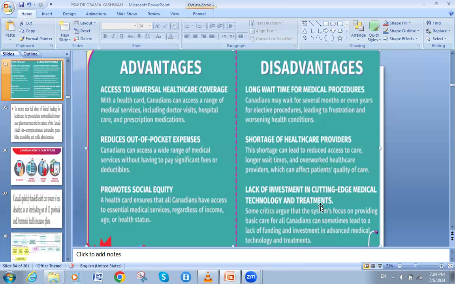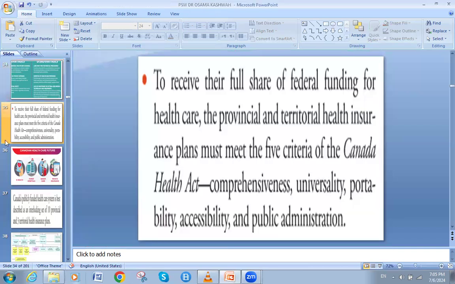So we said here that we have advantages and disadvantages regarding the Canadian healthcare system. This is another point I just want to refer to. Nothing is complete, everything is always incomplete, anything and anywhere, and this is one of the points.